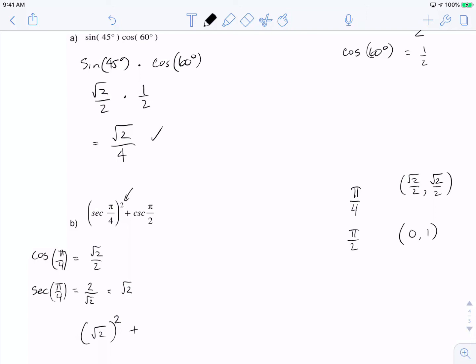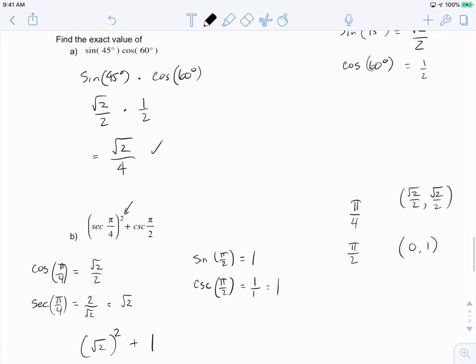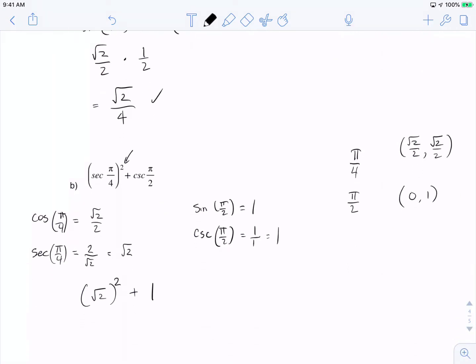Plus, now let's find the cosecant. And cosecant, remember, sine of pi over 2 is 1, and cosecant is simply the reciprocal of that. So cosecant of pi over 2 is going to be 1 over 1, which is 1. So we're going to add 1 to this. And so that's going to give us radical 2 squared is going to be 2 plus 1. So the answer here is going to be 3. So this answer is 3. Okay.